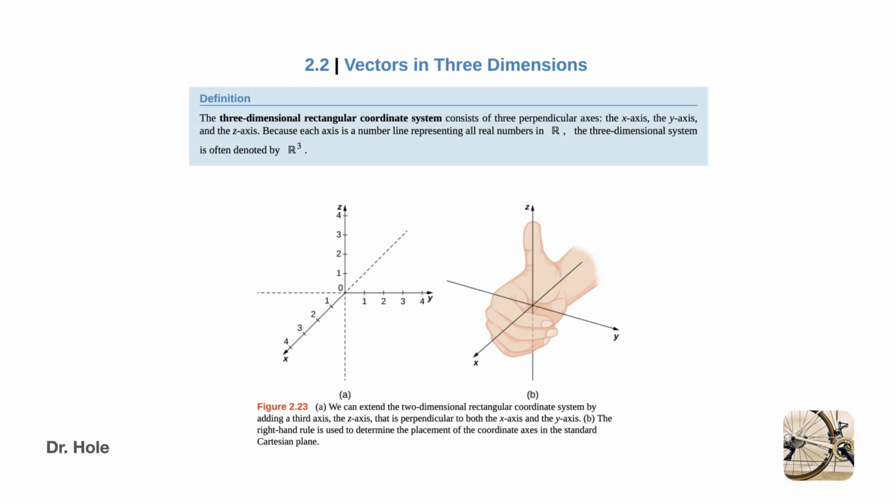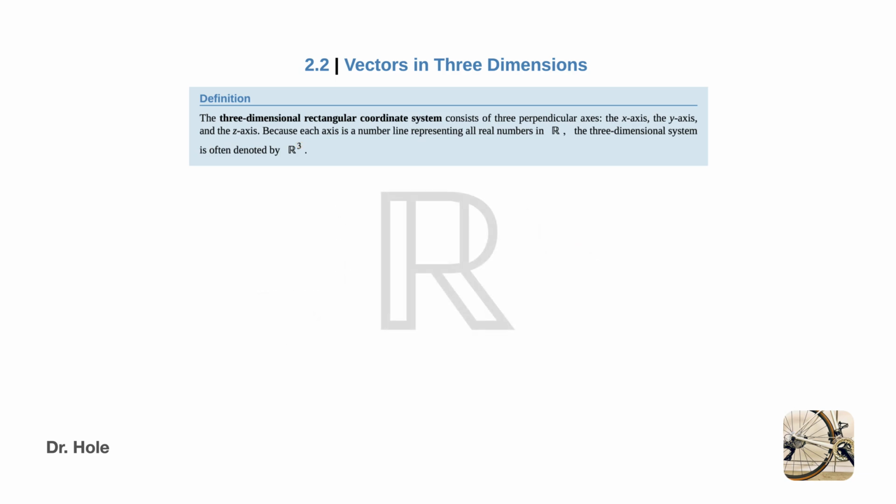2.2 in OpenStax, Calculus Volume 3, talks about vectors in 3 dimensions. We want to get to the point of the right-hand rule. We're looking at 3 dimensions. We have R3 denoting 3 space.